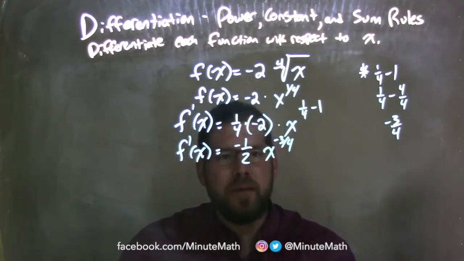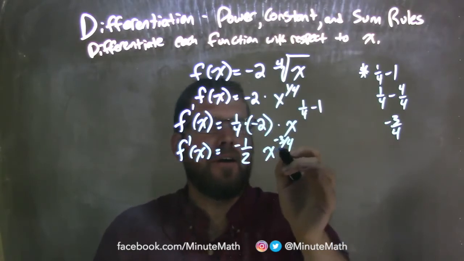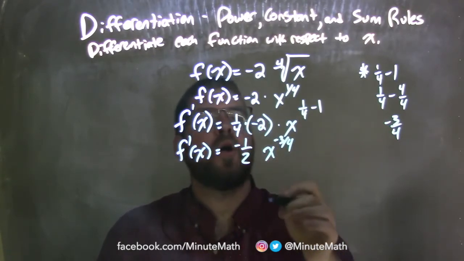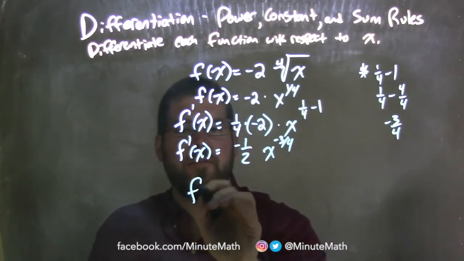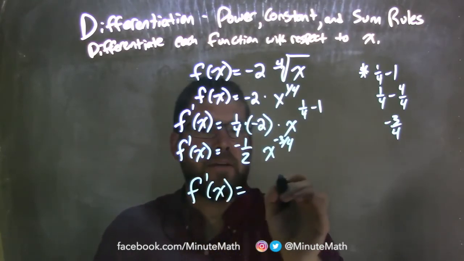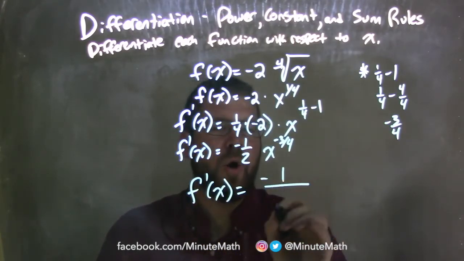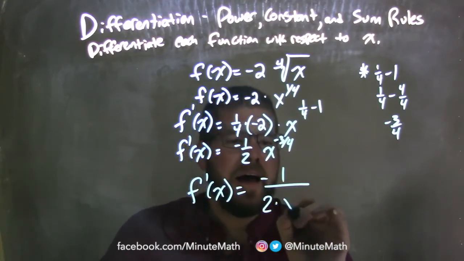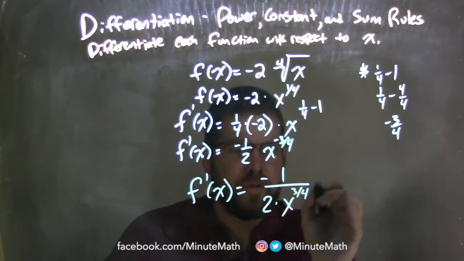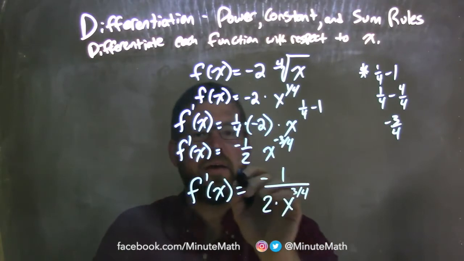So when I rewrite this, x to the negative 3/4 power is 1 over x to the positive 3/4. So we have our final answer, f prime of x is equal to negative 1 over 2 times x to the positive 3/4 power. There, okay? And there we have it.